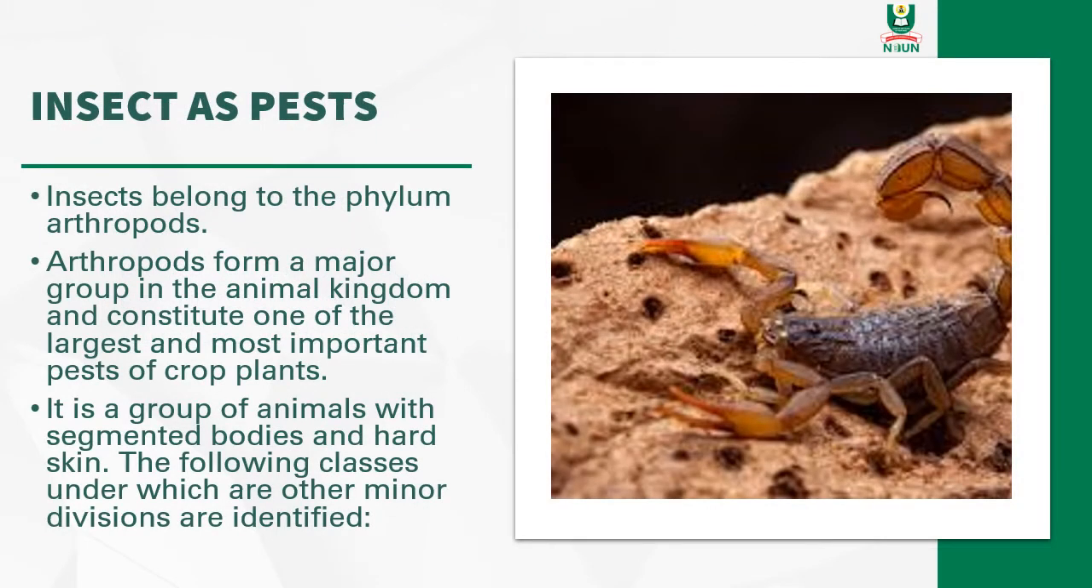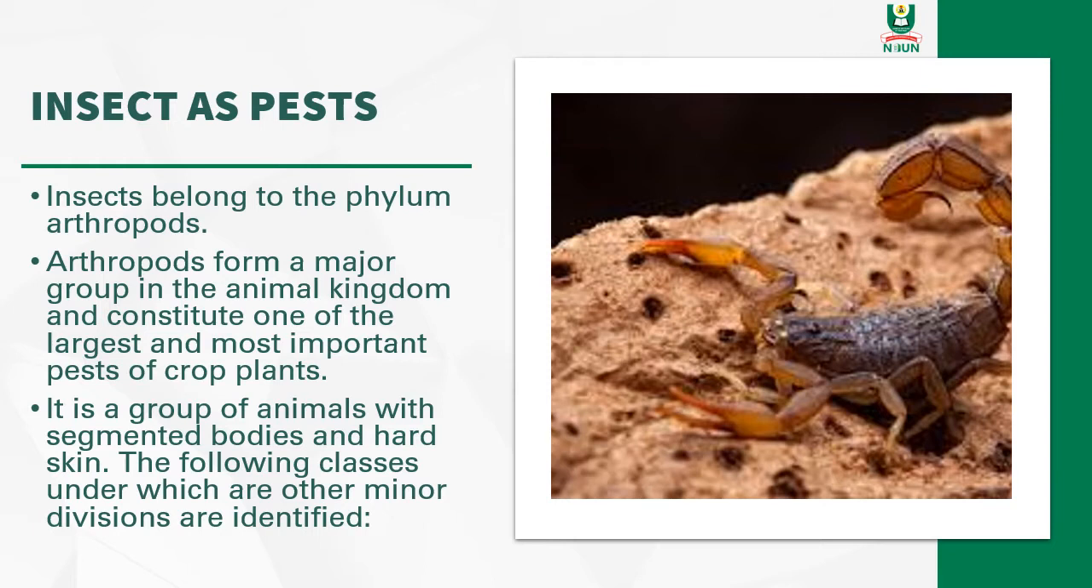So what is an insect? If you're talking about insects, what exactly are insects? Why are they important? It's important to know where they came from and what they do. So the next thing we'll be looking at is insects as pests. It's worthy of note that insects belong to the phylum Arthropoda, and arthropods form a major group of the animal kingdom. It's one of the largest and most important groups of pests of crops.